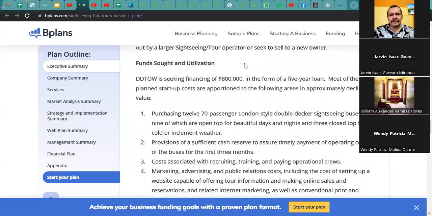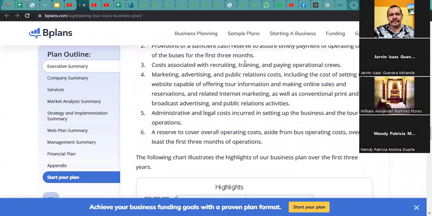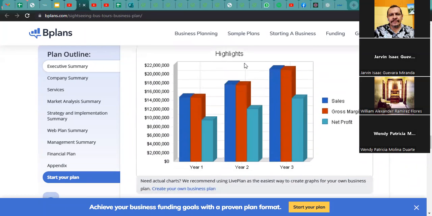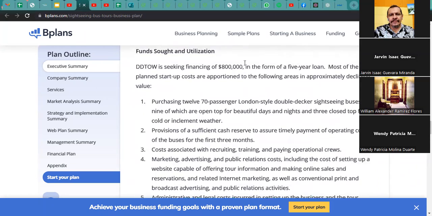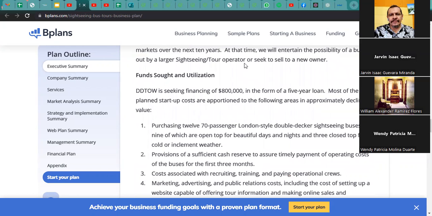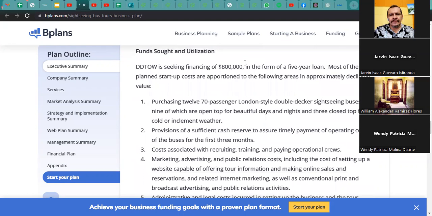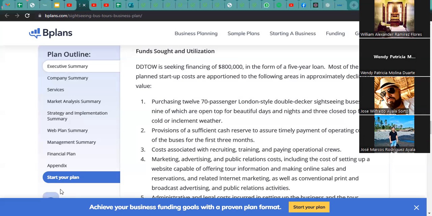Good. The next one says funds, sources, and utilization. Let me see. Oh, here are the graphics. Let me see here. Oh, that would be it. Okay, here it is. This is going to be for Jarvin. Is it possible for you? Not possible. William Alexander. Not possible either. Wendy Patricia. Not possible. If you want, teacher, I can do it. Definitely. Please go ahead.